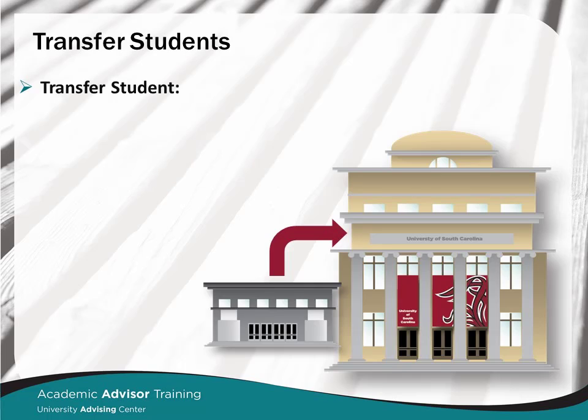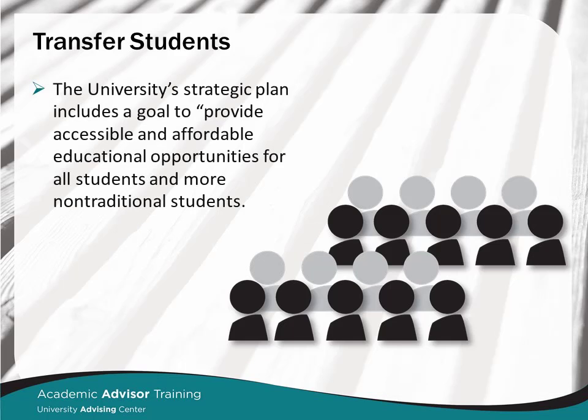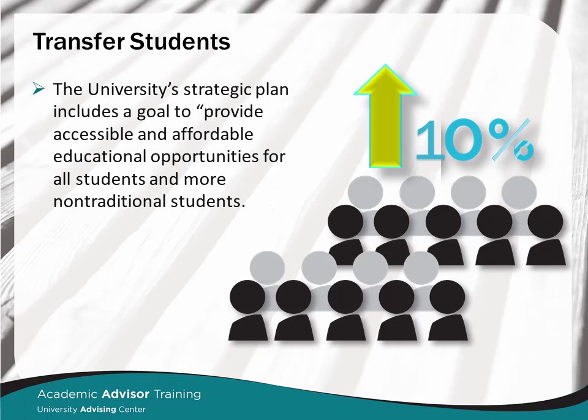A transfer student is a student who has attempted at least one college course at a regionally accredited college or university after high school graduation prior to enrollment at the University of South Carolina. The university's strategic plan includes a goal to provide accessible and affordable educational opportunities for all students and more non-traditional students. This includes increasing the transfer student population by 10% by 2025.